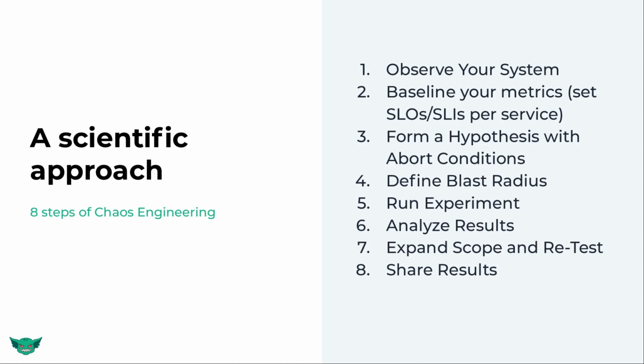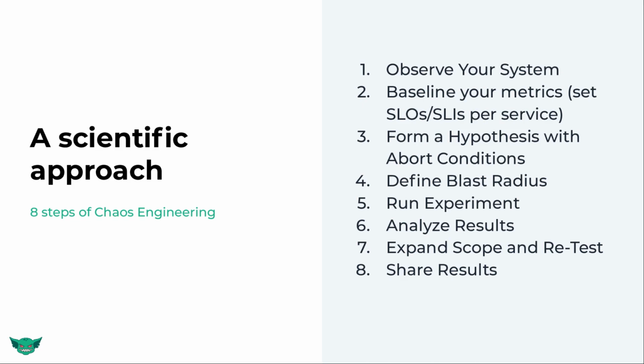Step 3 is to form a hypothesis with abort conditions. Step 4 is to define the blast radius. Start small and gradually expand. Step 5 is to run the experiment. Step 6 is to analyze the results. Step 7, expand scope and retest. And then step 8, share your results.